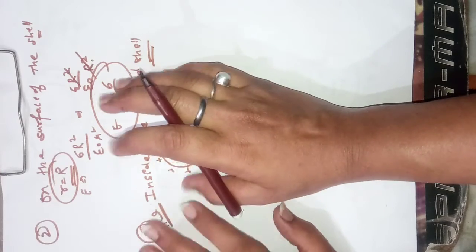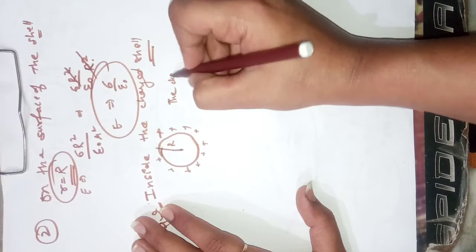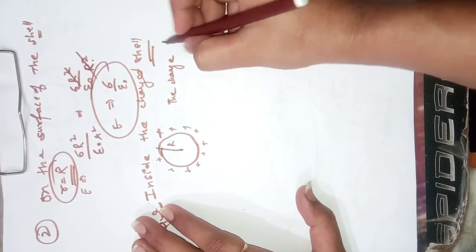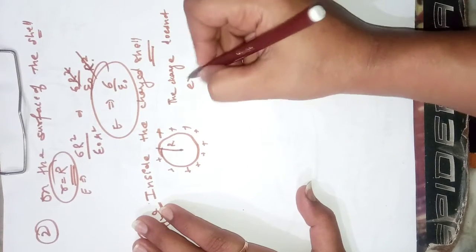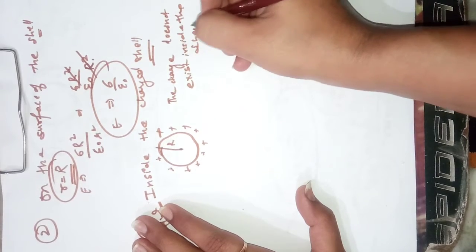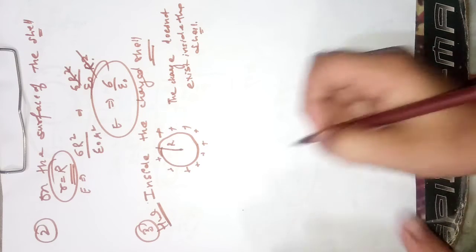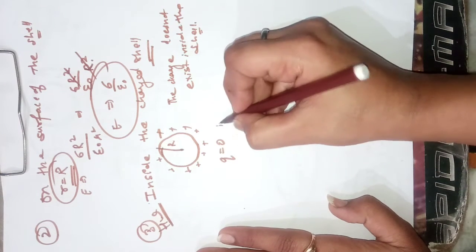You need to know one simple thing: the charge does not exist inside the shell. Any spherical shell or cylindrical shell never has charge inside it. It is only present on the surface of our shell, whether it is cylindrical or spherically shaped. So that is only present on the surface. Therefore, the charge inside the shell is zero.